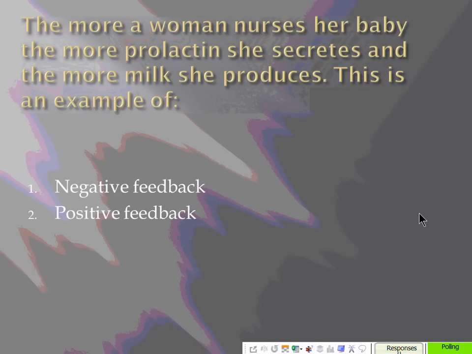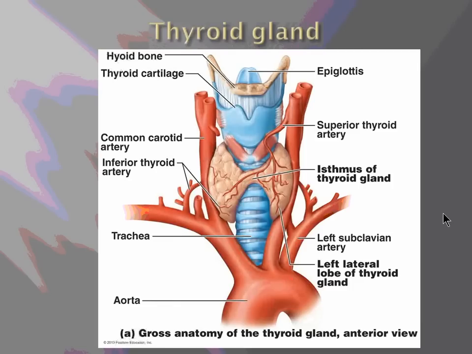Okay, let's look at this. The more a woman nurses a baby, the more prolactin she secretes and the more milk she produces. What is this an example of? Positive feedback. Okay. Let's now move on to the thyroid gland.